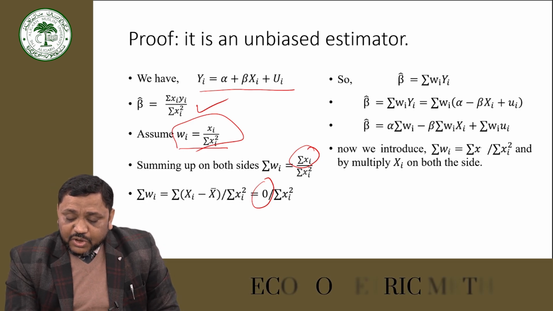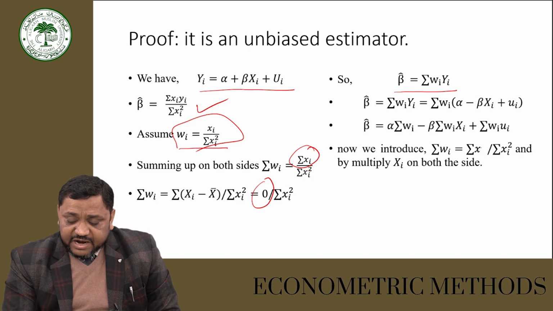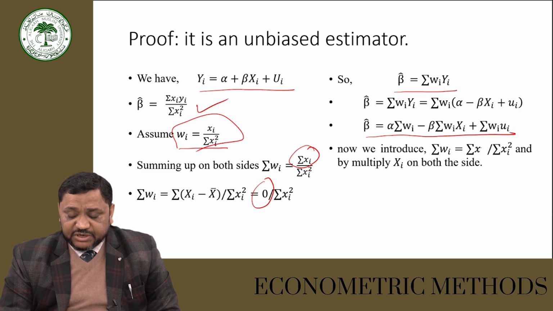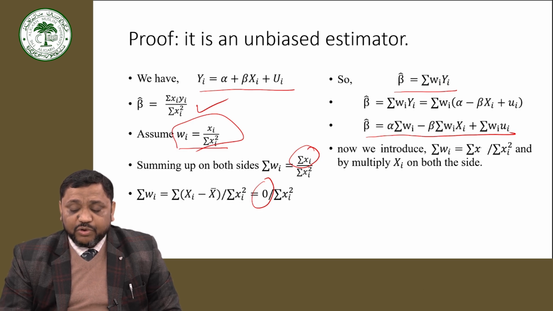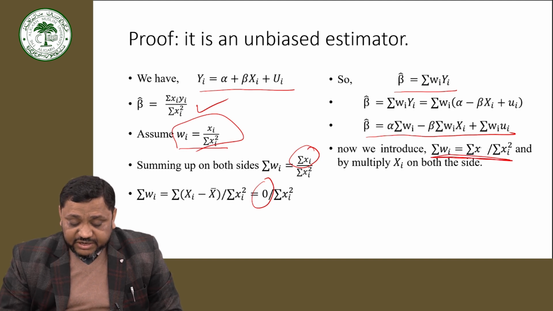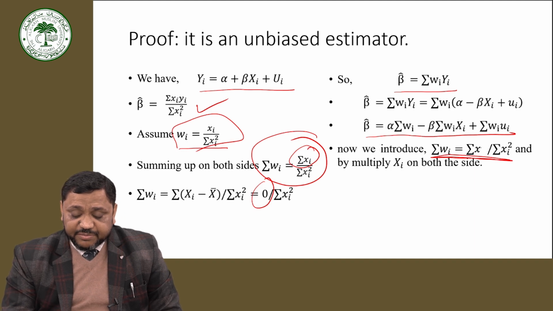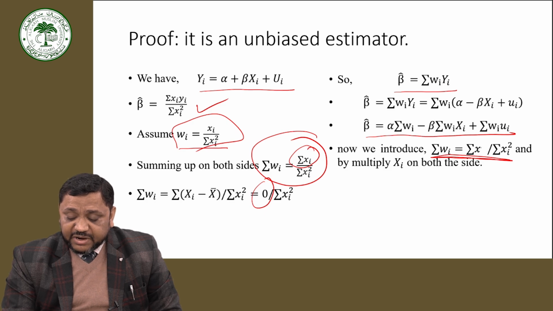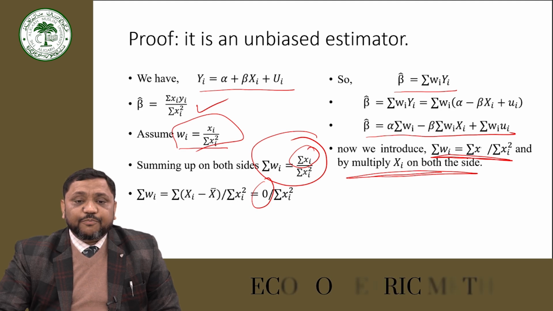Now we have beta hat is equal to summation wi yi. Beta hat we can open. When we open, we get the final equation beta hat is equal to alpha summation wi plus beta summation wi capital xi plus summation wi ui. Now we introduce this. Summation wi is equal to summation xi divided by summation x square, and we multiply x on both the sides.